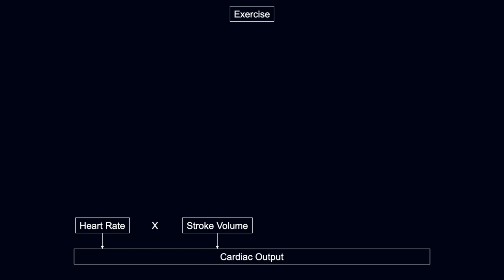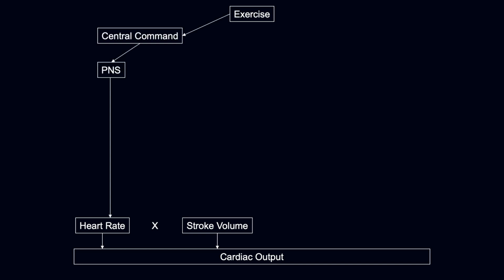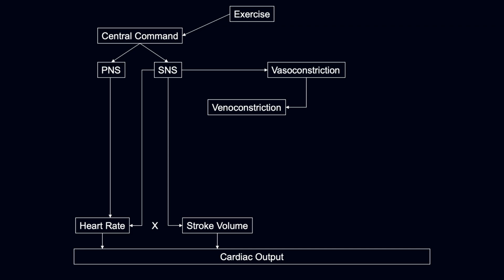How does that happen? Well, central command tells the parasympathetic nervous system to relax. So we cut back on the parasympathetic nervous system. That allows heart rate to increase more. The SNS is going to be stimulated, which we talked about increases the amount of heart rate that we can get. We also increase stroke volume by increasing the conduction velocity as well as the force of contraction. The SNS in general is going to cause vasoconstriction, which causes venoconstriction, which then affects preload. If we increase preload through venoconstriction, we're going to increase the stroke volume and therefore the cardiac output.